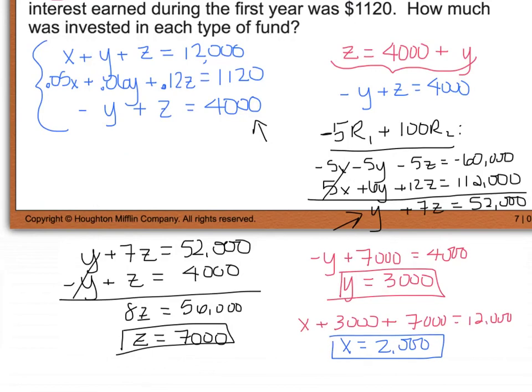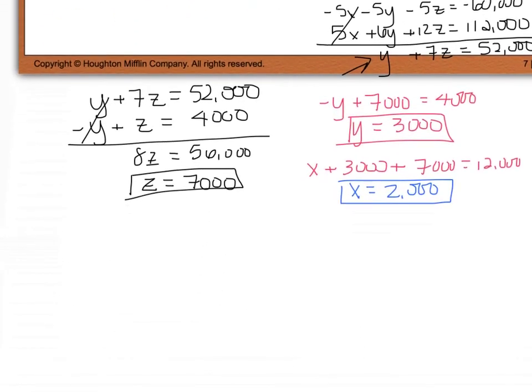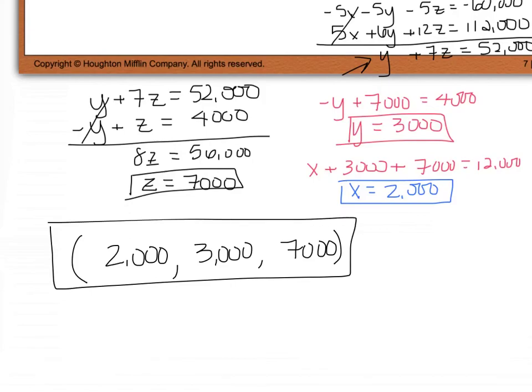So again, if I show this as an ordered triple, my final solution is 2,000, 3,000, and $7,000 into the three accounts.